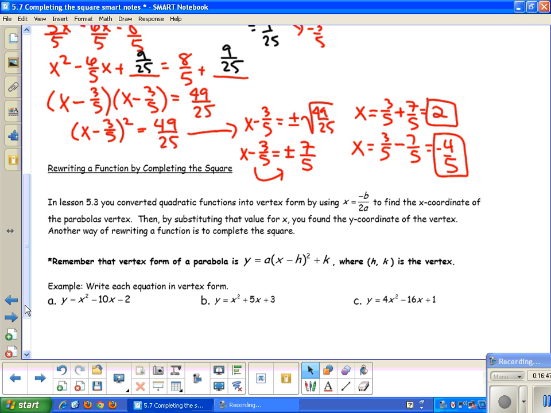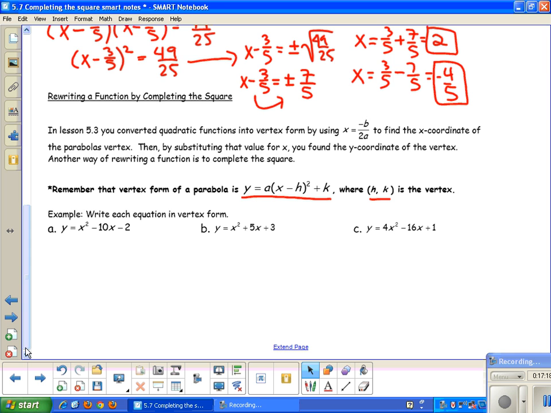So now we can rewrite a function by completing the square. Remember in lesson 5.3 we converted quadratic functions into vertex form by using x equals negative b over 2a to find the x-coordinate of the parabola's vertex, and then we substituted that value in for x. We found the y-coordinate of the vertex. Another way to rewrite a function is by completing the square. So remember that vertex form for a parabola is this equation right here, where h and k is the vertex. So for this a that we have right here, we can now solve this by completing the square.